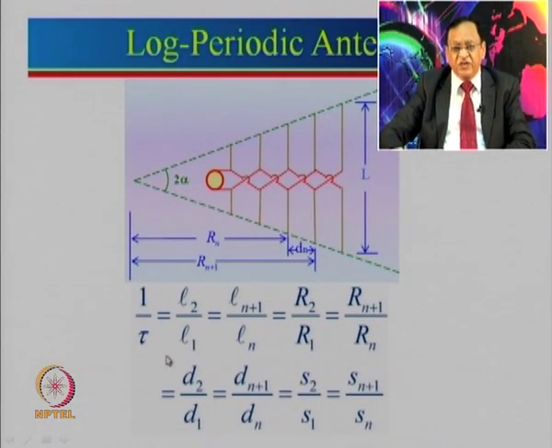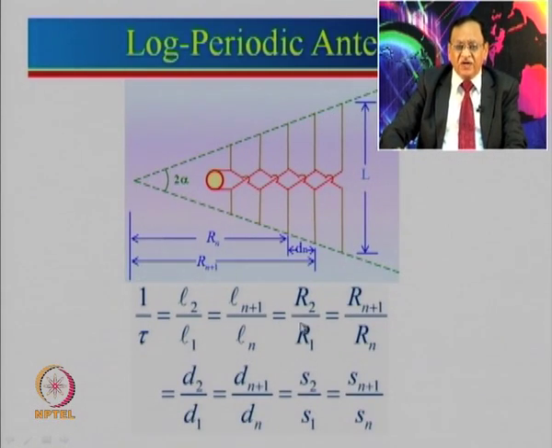So there is a ratio here. L2 by L1 is defined as 1 by tau, and that is known as the log periodic ratio. So if you see here, if this is the length L2, then this is L1. So we take the ratio. Similarly, for all the other lengths, Ln plus 1 divided by Ln. So if n is, let us say, 1, it is L2 and L1. If n is, let us say, 4, this will be L5 divided by L4.